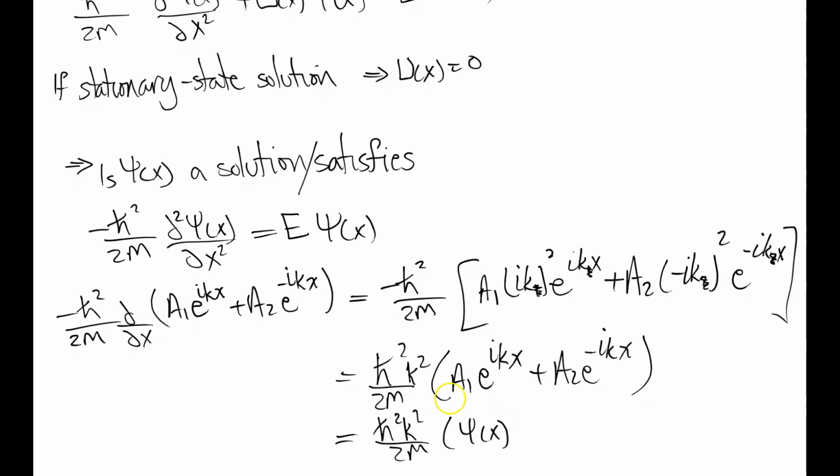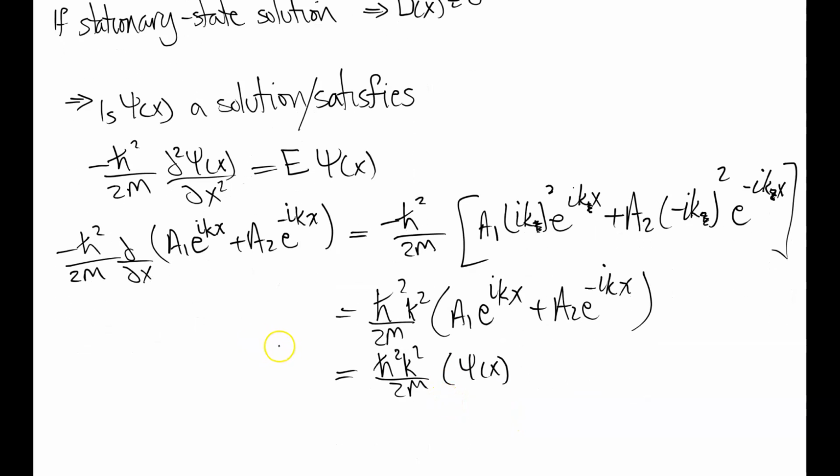So it does satisfy the equation, which is a constant times the original function was equal to minus h bar squared over 2m times the second derivative of the wave function. And so we can say that the energy in this case would correspond to h bar squared k squared over 2m.